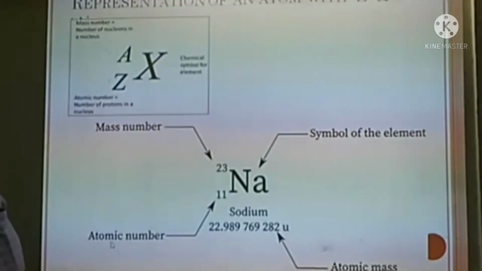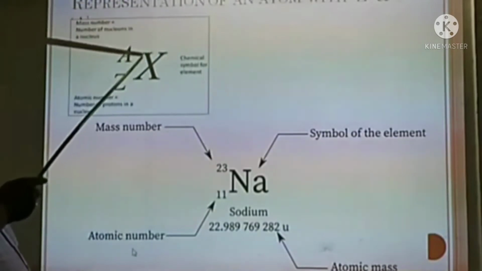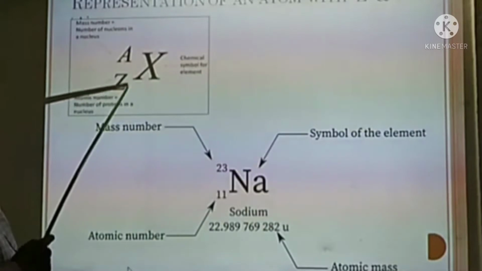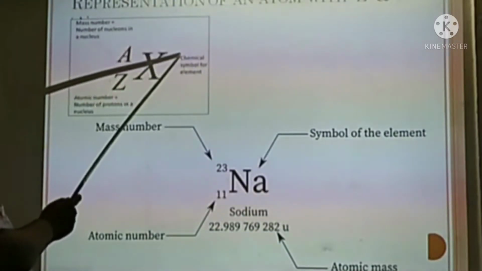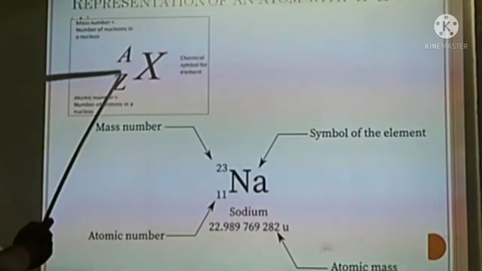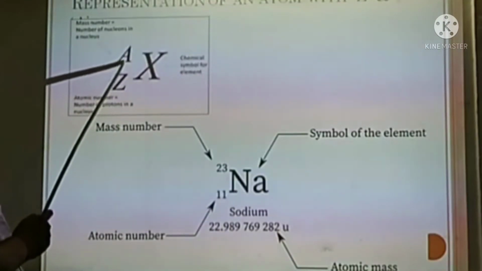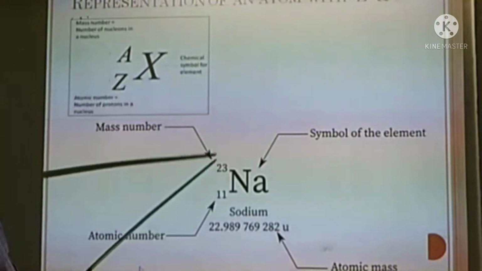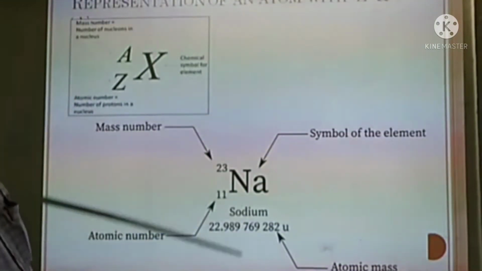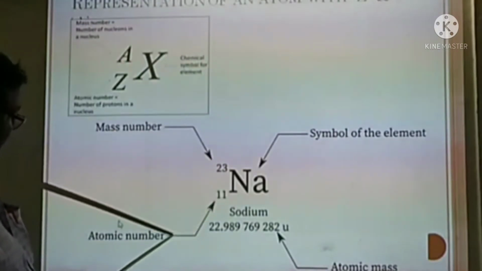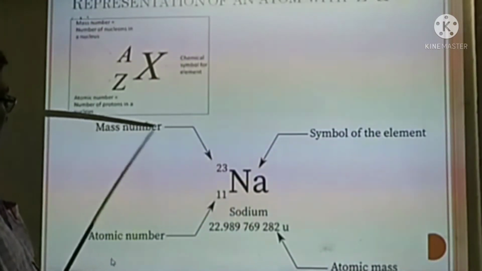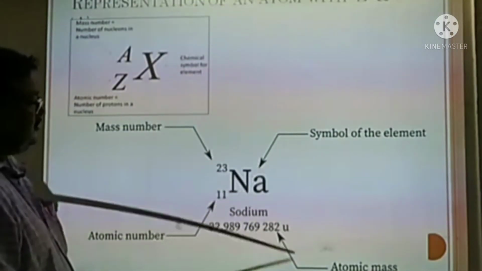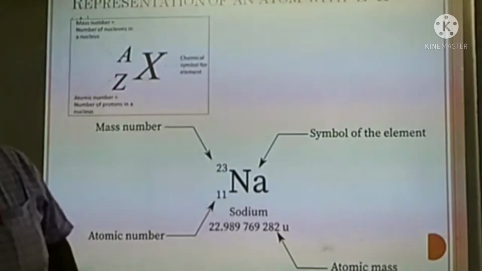Now how is an element represented? If X is the symbol of the element, then the atomic number is written somewhere here and the mass number is written either here or here. The mass number is denoted by the capital letter A, while the atomic number is denoted by the letter Z. For example, here sodium. Here 11 represents the atomic number, 23 represents the mass number. This is the symbol of the element sodium. So in this way an element is represented.